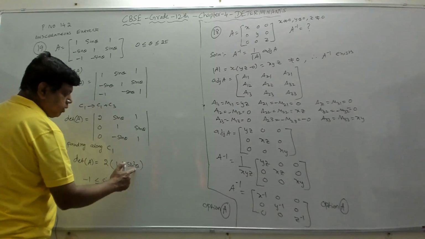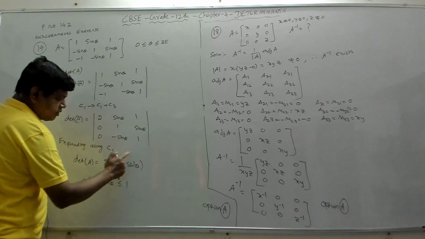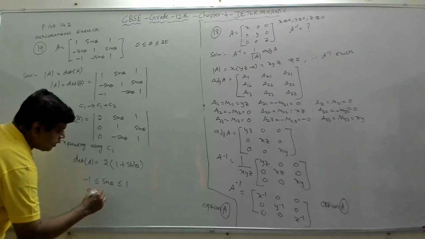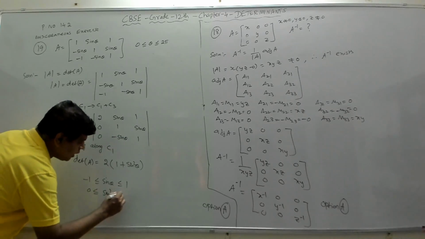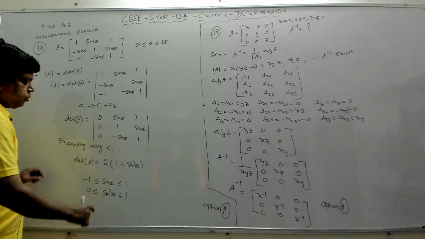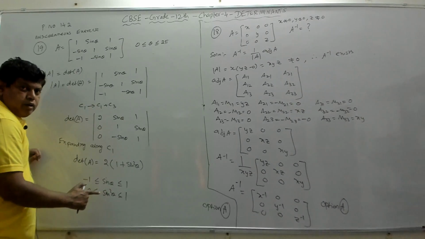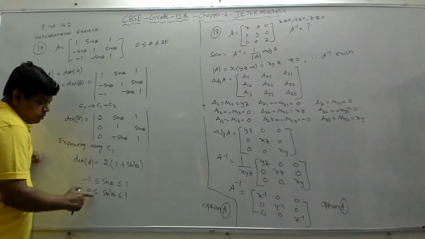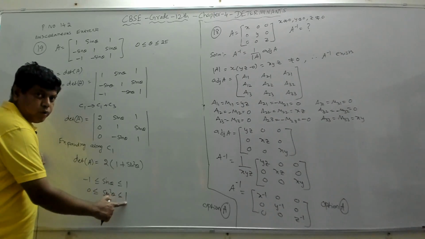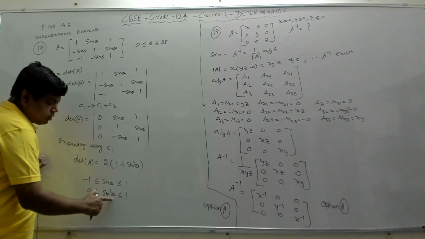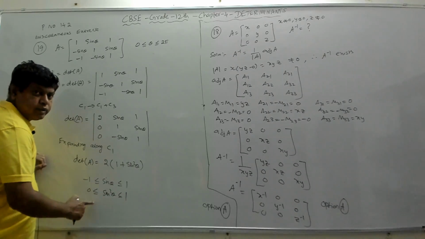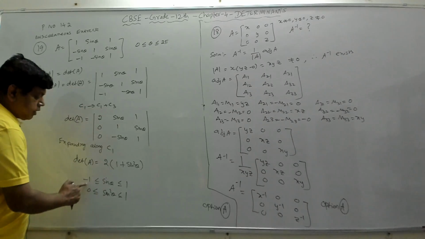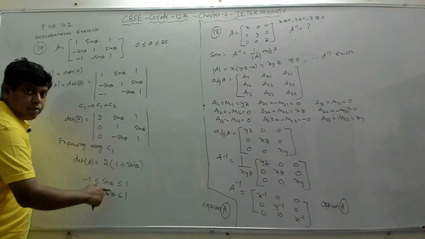Now we have to find sin square theta, so we need to get this expression. First I am getting sin square theta. When you square, sin square theta will be less than or equal to 1 always, and also greater than or equal to 0, so 0 is less than or equal to sin square theta. Sin theta is between minus 1 and 1, but sin square theta will always be between 0 and 1.